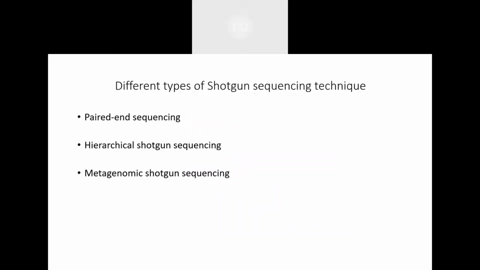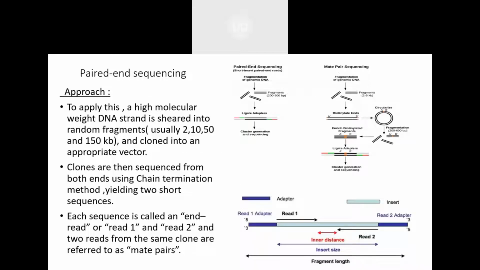Now, over to some of the types of shotgun sequencing techniques that we are using, namely paired end sequencing, hierarchical shotgun sequencing, and metagenomic shotgun sequencing. Now, coming to pair-end sequencing. So, how do we approach this pair-end sequencing?